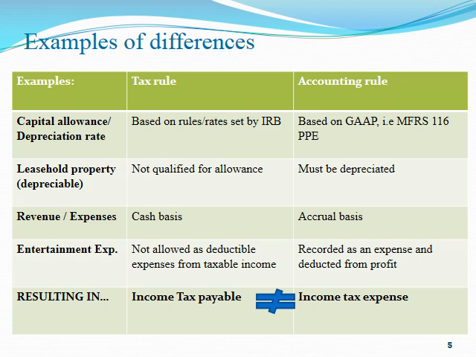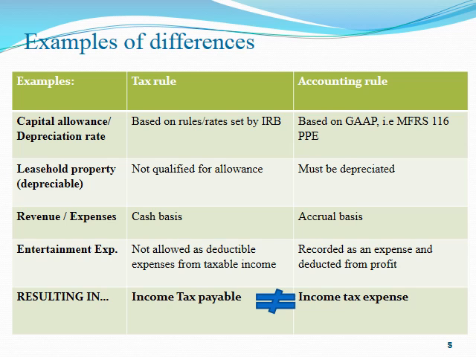Second example is leasehold property. Under tax rules, this kind of asset is not qualified for allowance. However, under accounting rules, it must be depreciated. The third item is revenue or expenses. Under tax rules, they are recognized under cash basis. However, for accounting rules, they are recognized based on accrual basis.